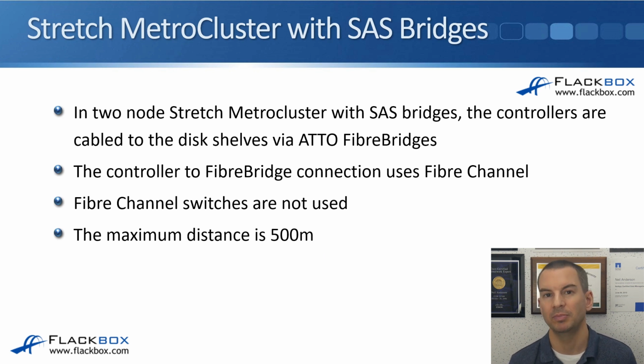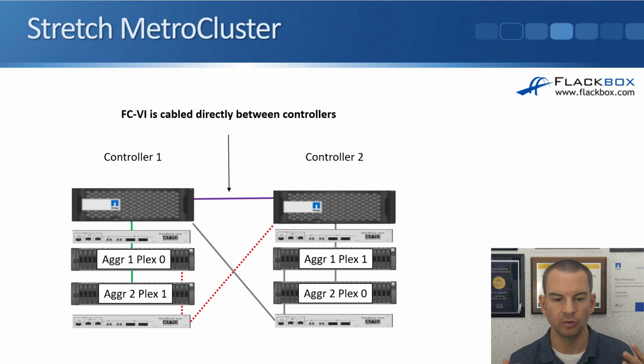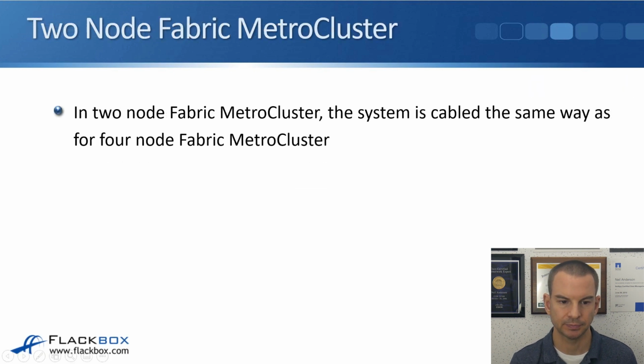So this is still going to be within the same campus, but we can go a bit further because we're using Fibre Channel connections to the fibre bridges. Looking at the configuration here, rather than using SAS cables to connect the controllers to the disk shelves, the controllers are connected to fibre bridges using Fibre Channel connections. We also have that Fibre Channel connection directly between the controllers again for the NVRAM mirroring.